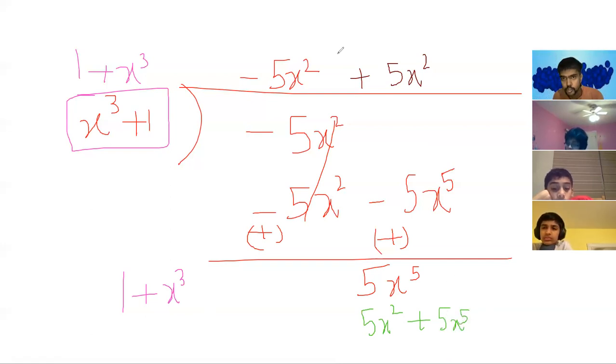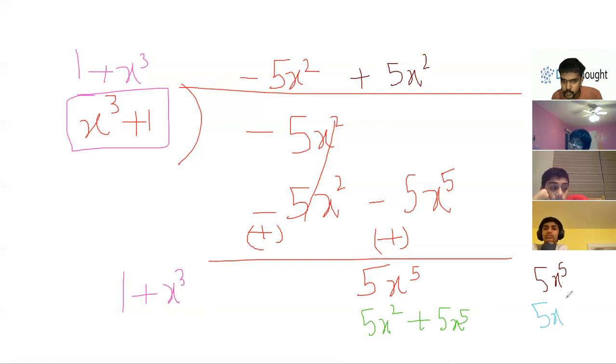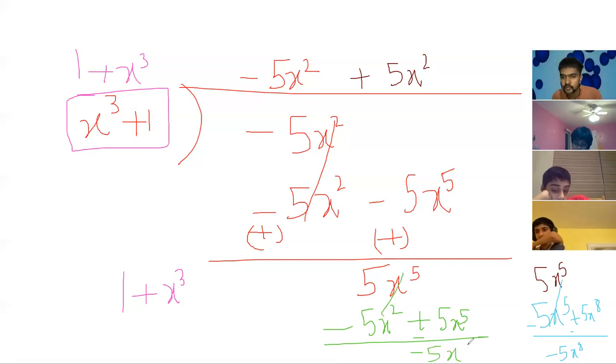Now the other option which you said is I have 5x power 5 here, and I multiply it with 5x power 5. So I get plus 5x power 5 plus 5x power 8, right? And I subtract. So I get minus 5x power 8, right? In option 2, I get 5x power 8. In option 1, I get minus 5x power 5. Which option is less messier?